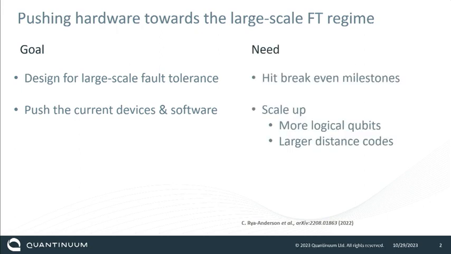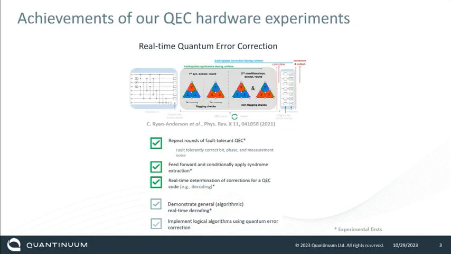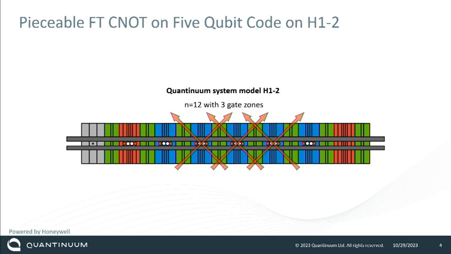And, of course, we need to hit break-even milestones, continue to scale up, look at more logical qubits, and so on. And Natalie has already discussed some of these works where, given the resources that we currently have, we sought out to do all the recipes that you would imagine needing for large-scale quantum error correction, limited to, for example, 10 qubits.